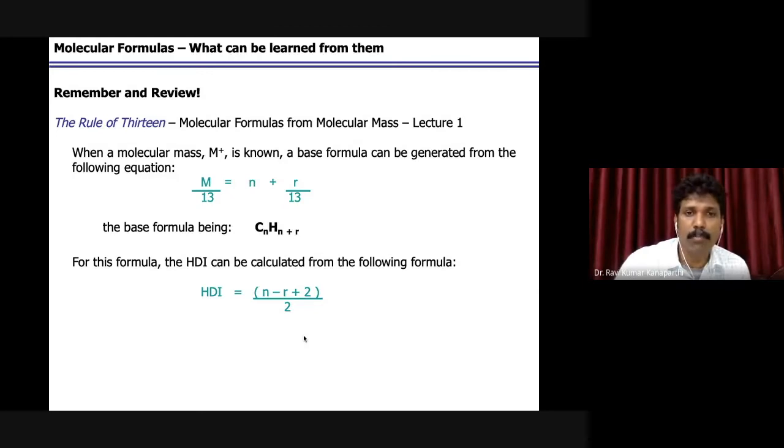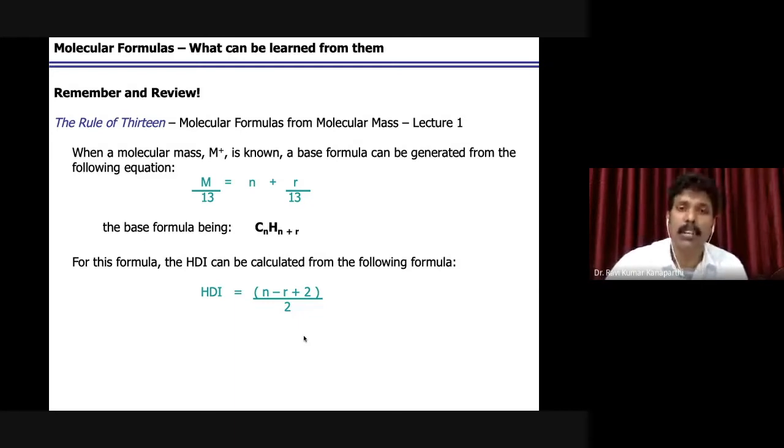So this can be applied. The rule of 13, we generally discussed, is used to find out the homologous series. Probably you might have studied homologous series; that is where it has come from. But it is also a good rule that helps us derive the molecular formulas.